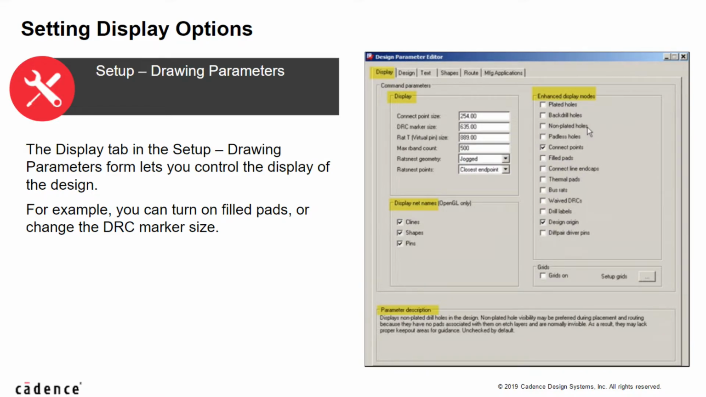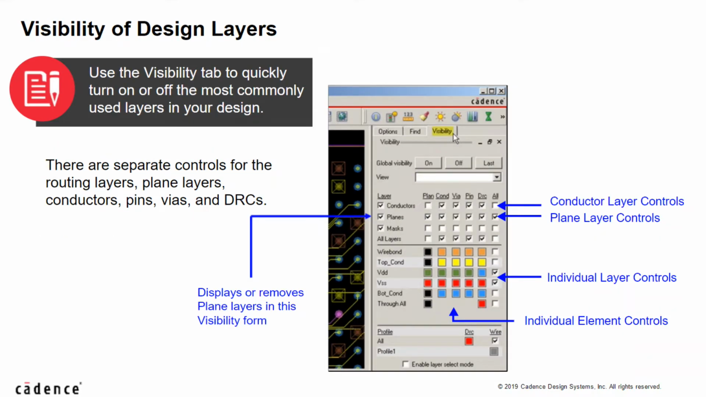The Display tab in the Setup Drawing Parameters form lets you access various options that control how the design is displayed. Using the Visibility tab is a quick way to turn on or off the most commonly used classes and subclasses in your design. There are separate controls for the routing layers and plane layers, and conductors, pins, vias, and DRC errors. The Conductors checkbox allows for all objects to be turned on or off for all layers defined as conductor type. The Planes checkbox allows all layers defined as planes to be displayed or removed from the form.